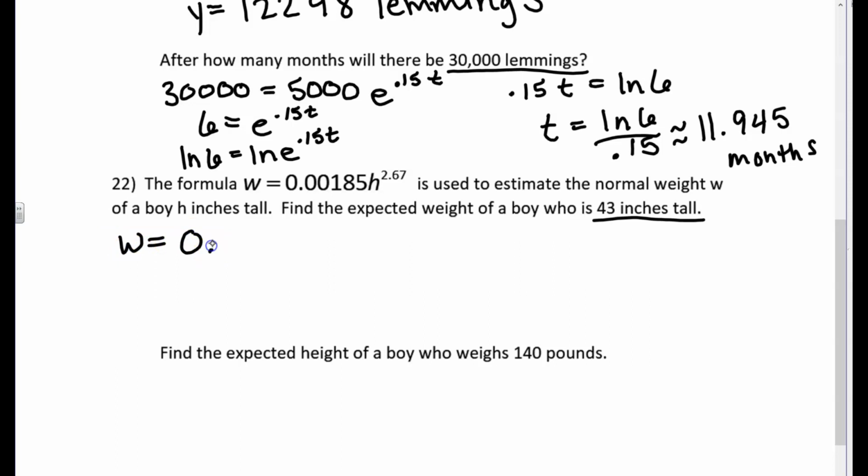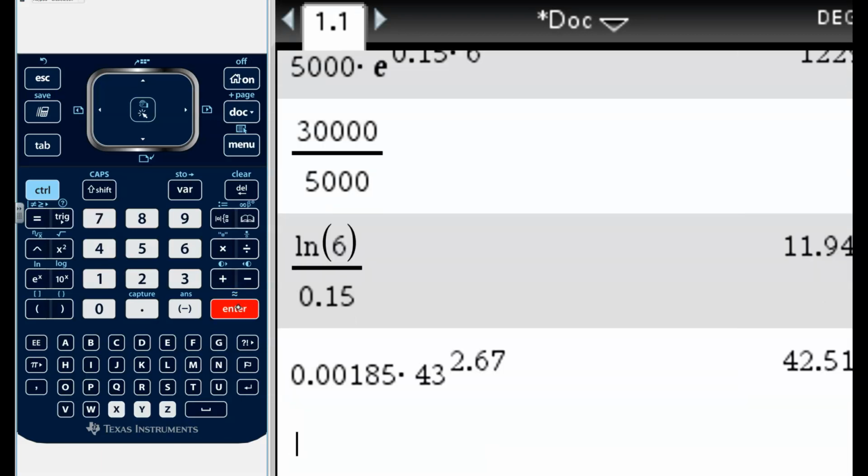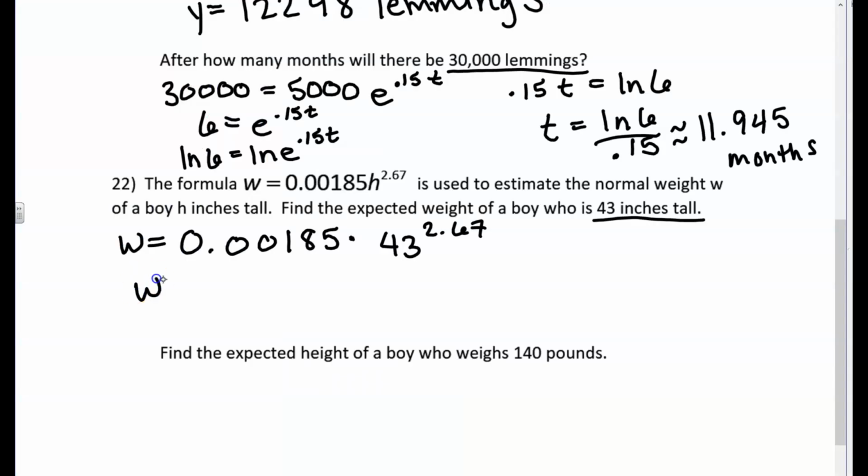W equals 0.00185 times 43 to the 2.67. Simply plug that in the calculator. I plug it in, I hit enter, and I get 42.514. So he is approximately 42.5. What is our units? It just says weight. I don't like that. Units. Okay, now, oh, there it is, pounds. Boom, pounds.